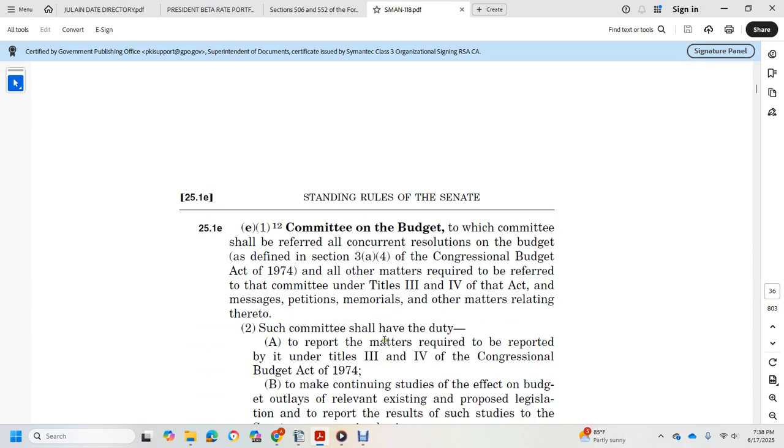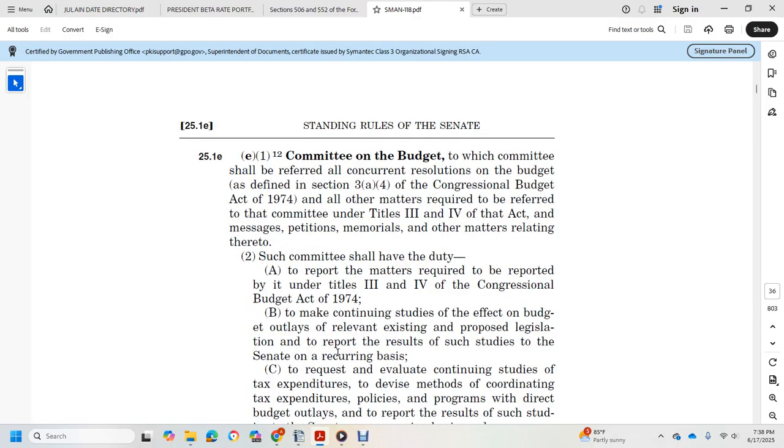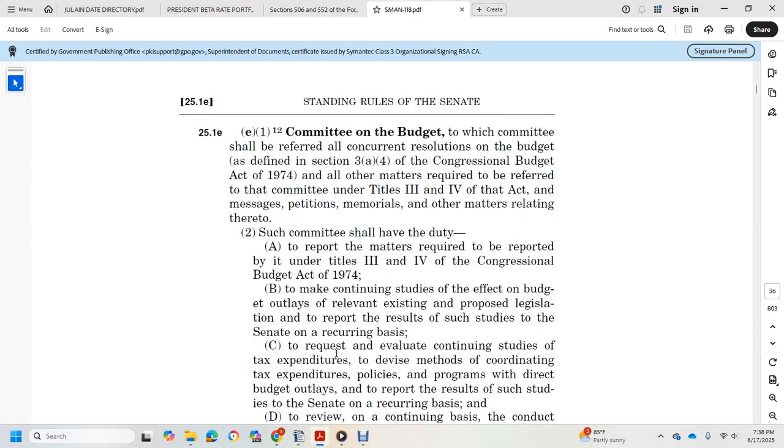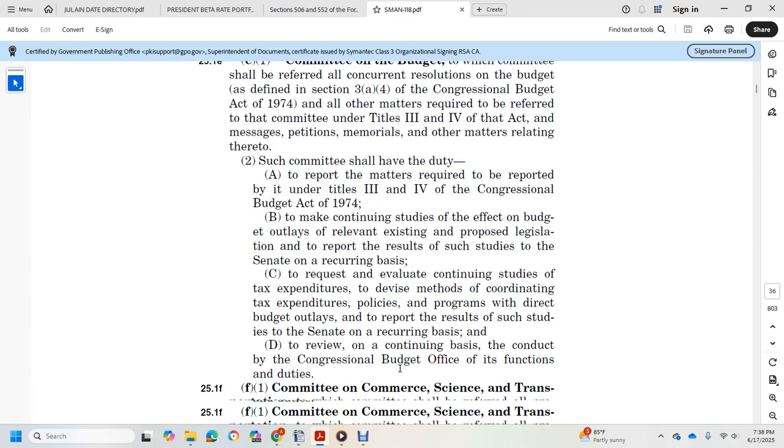Such committee shall have the duty to report all the matters required to be reported under Titles 3 and 4 of the Congressional Budget Act of 1974, to make continuing studies of the effect on budget outlays of relevant existing and proposed legislation and to report the results of the studies to the Senate on a recurring basis, to evaluate continuing studies of tax expenditures, devise methods of coordinating tax expenditure policies and programs with direct budget outlays, to report the results of such studies to the Senate on a recurring basis, and to review on a continuing basis the conduct of the Congressional Budget Office of its functions and duties.